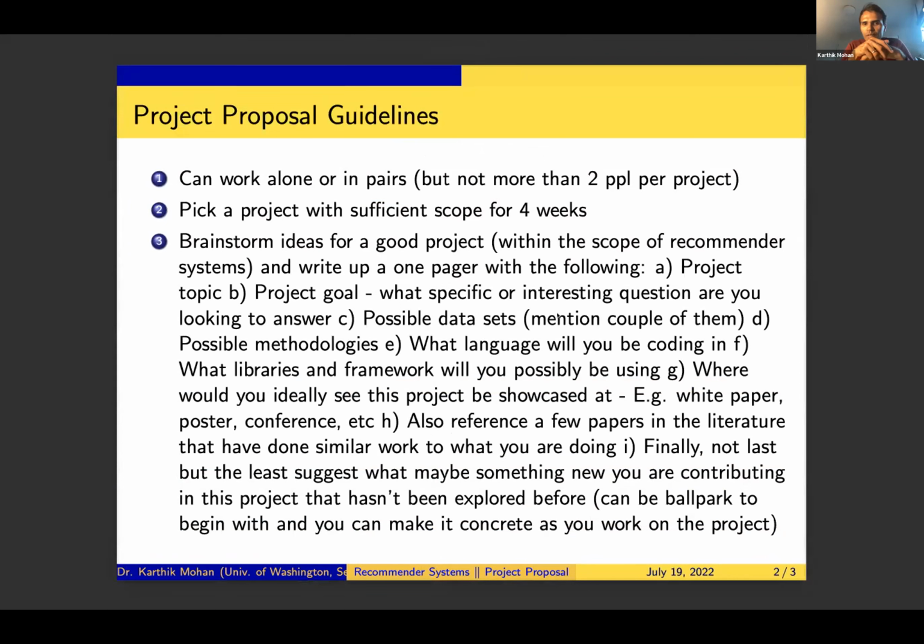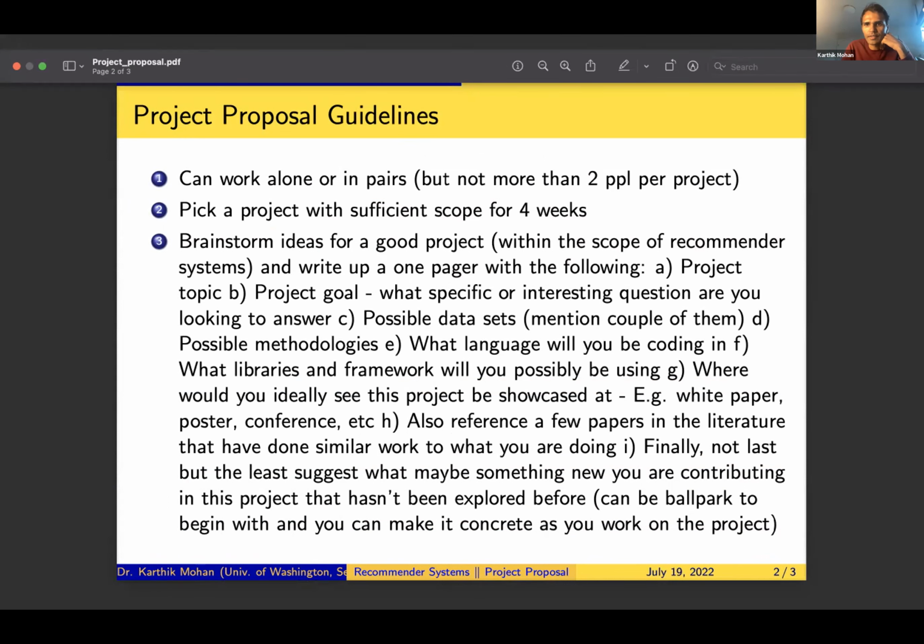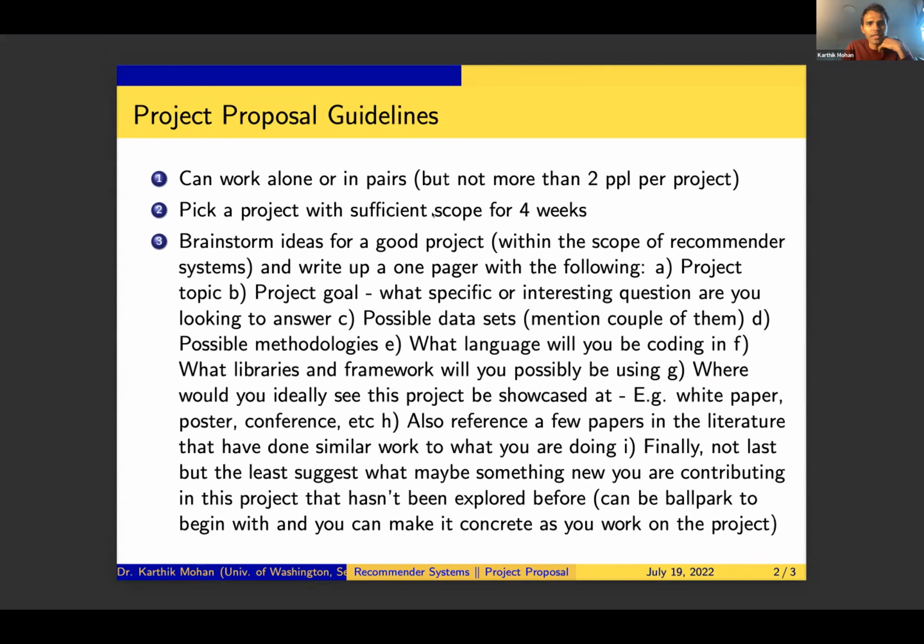So I would suggest you submit a project proposal. You can work by yourself or in pairs, but not more than 2 people per project, so that you have a good amount of independence and focus on the project as well. From this weekend, we probably have 4 weeks till the end of the quarter. I believe the quarter ends on the 18th. I'm not exactly sure, but let's say the 15th, 16th, or 17th is when we want to stop. So that gives us about 3.5 to 4 weeks, including scoping the project proposal and everything. So pick a project with a sufficient scope for 4 weeks.